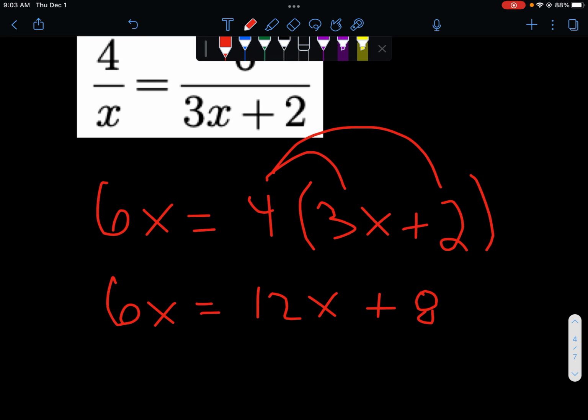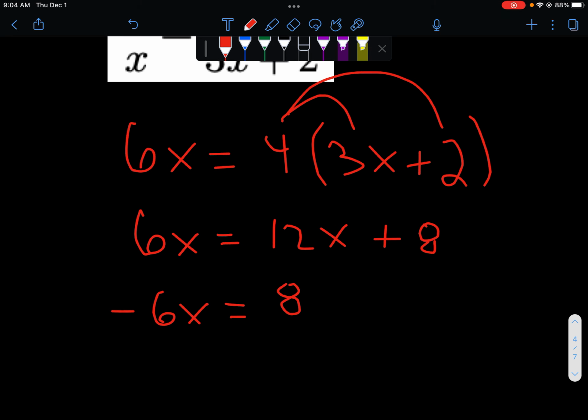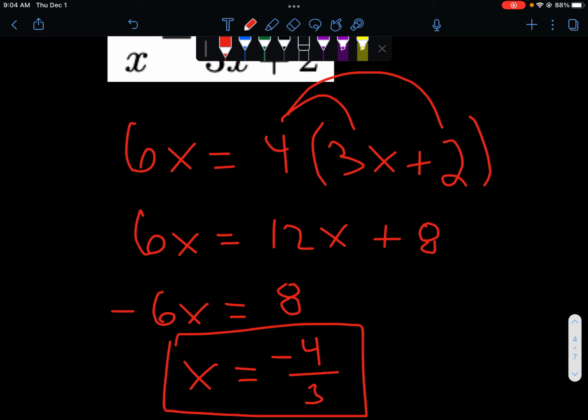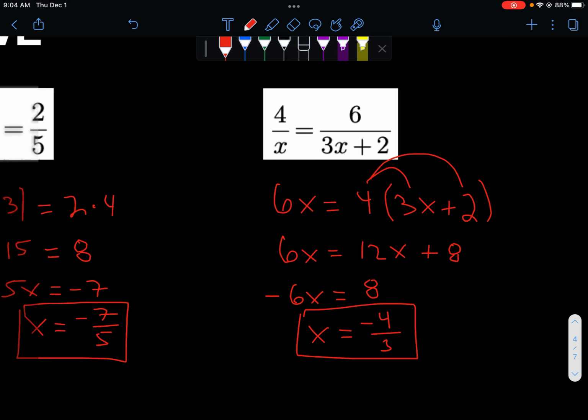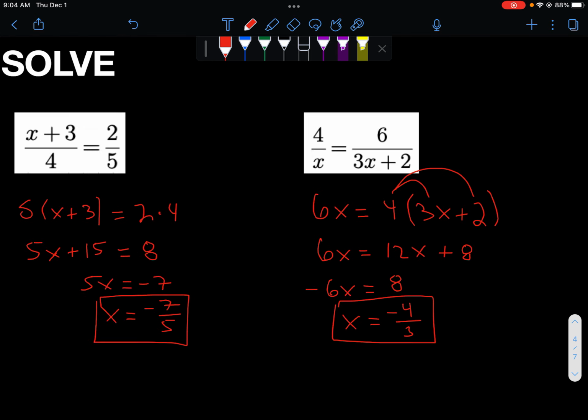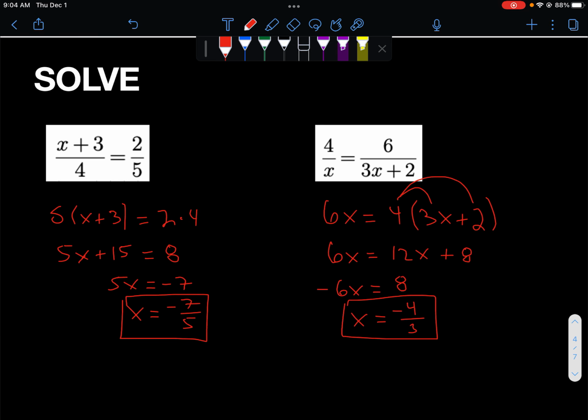Here we'll get all the x's on the same side. Maybe I'll subtract that 12x over, giving us negative 6x. And now divide both sides by negative 6. We'd get negative 8 over 6. That simplifies down to negative 4/3. I won't take the time to check this graphically in the attempt to keep this video a little bit shorter.